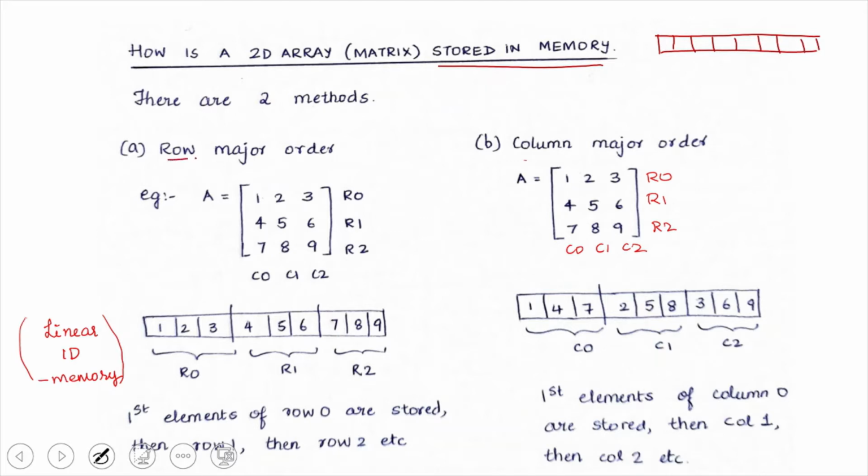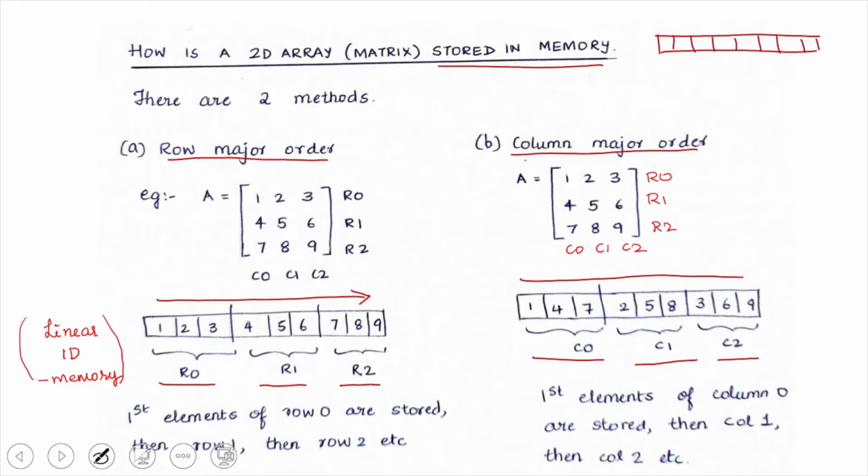So the first method is row major order. In row major order, the matrix is stored as a linear array itself, but first row 0 will be stored, then row 1 followed by row 2. In column major order, first column 0 is stored, then column 1 is stored, and then finally column 2 is stored. So in both the cases, a matrix is stored as a linear array and in consecutive locations.